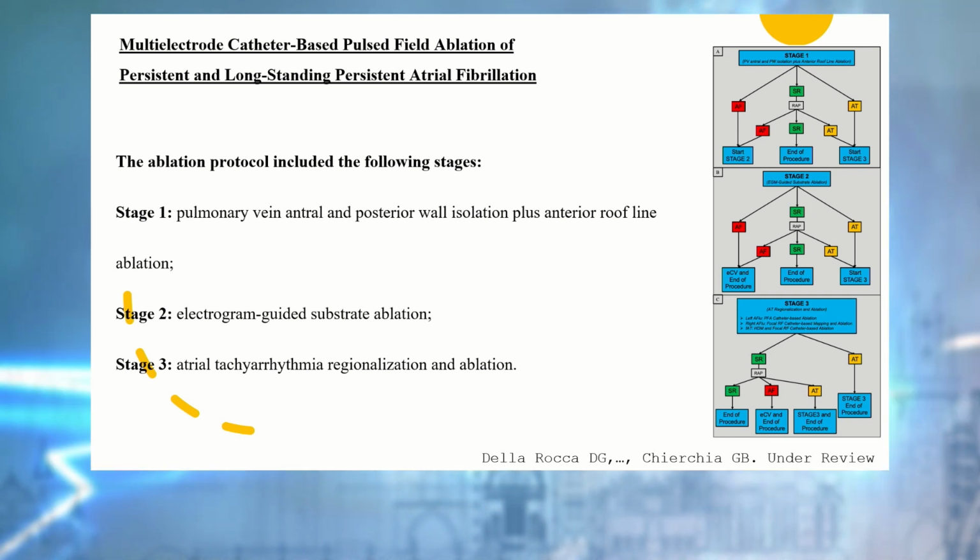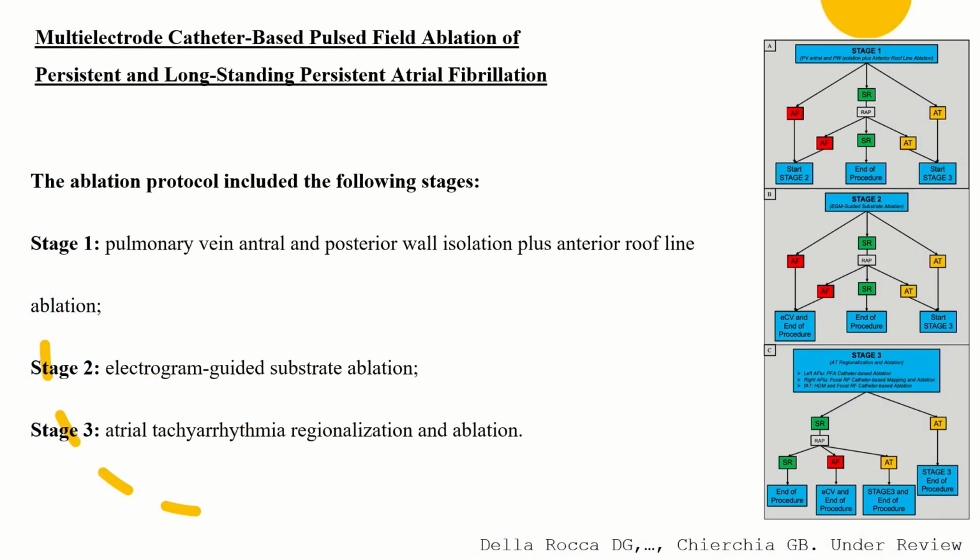So this is how we approach long-standing persistent AF in Brussels. Again, we do not have as many Affera catheters. There's a shortage of production at the moment. But we do perform with PFA solely these kinds of patients. These are patients who are exhibiting long-standing persistent AF or persistent AF. And we start by performing an antral pulmonary vein lesion, a posterior wall isolation, and an anterior roof line.